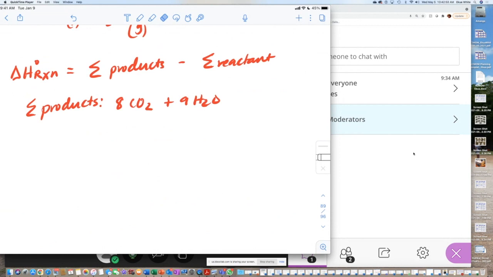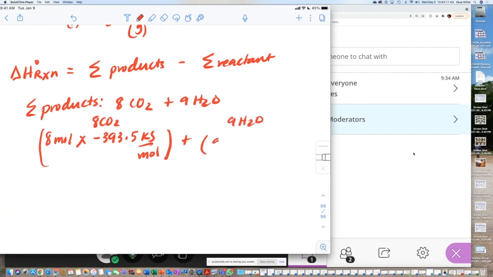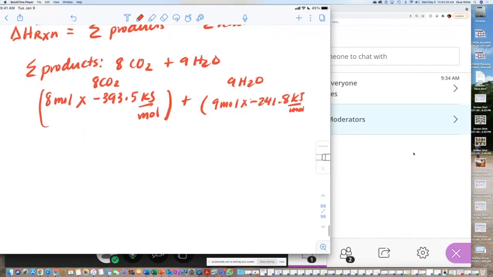So I do have the amount for the 8 carbons, so 8 moles of carbon dioxide, and each carbon dioxide is negative 393.5 kilojoules per mole. So I have these written down. Okay, this is for 8 carbon dioxide. And then for 9 waters, I have 9 moles times negative 241.8 kilojoules per mole. Right? So this and this cancels out. Now I got to do my math. What is my math? Let's see.